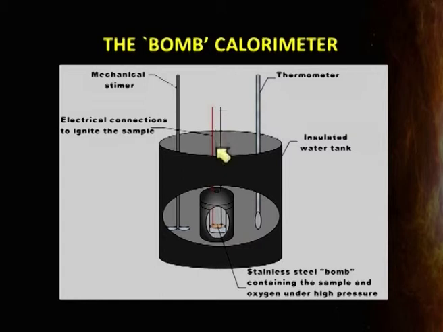The bomb is lowered into an insulated water tank that has a thermometer and a stirrer. A high voltage electrical current is sent through the chemical pan, causing the reactant to combust. The heat given off by the system is transferred to the stainless steel and water in the calorimeter. We measure the temperature change of the water and the calorimeter so that the heat capacity of the calorimeter can be calculated before calculation of heat given out in a reaction.